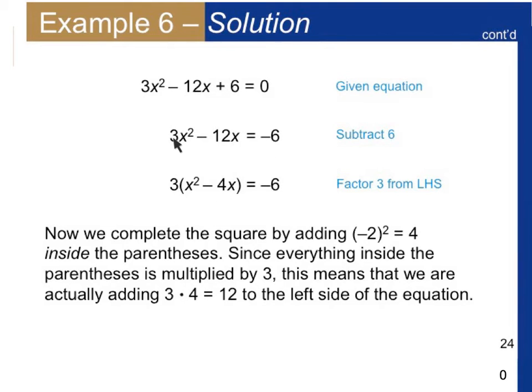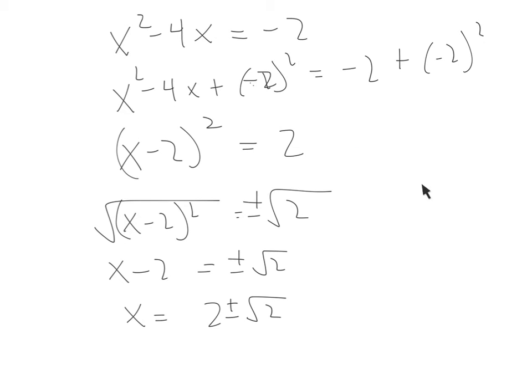Now we have to factor out that 3, because we can't have a 3 on the x squared. We can only have a 1 on the x squared. So we're going to factor out a 3, or we could divide both sides by 3, and notice that would divide the minus 6 as well. So what we have is this. Let me write that down after we divide by 3: x squared minus 4x equals minus 2. So we're dividing by 3 on both sides. Now we have x squared minus 4x equals minus 2.